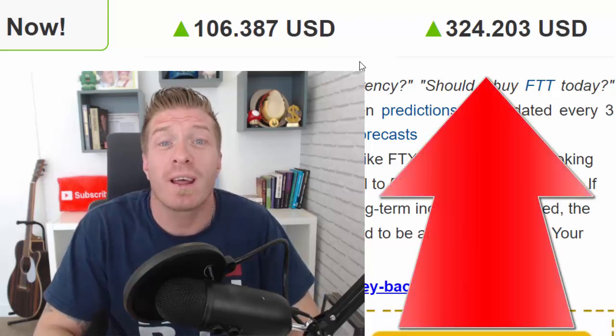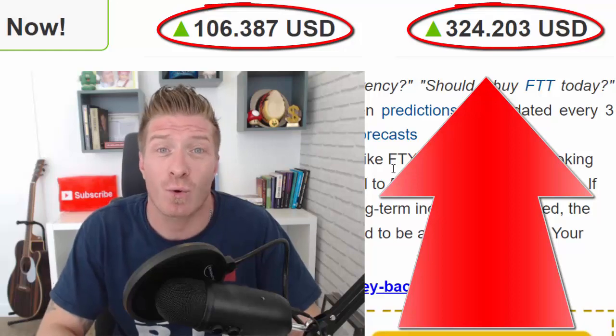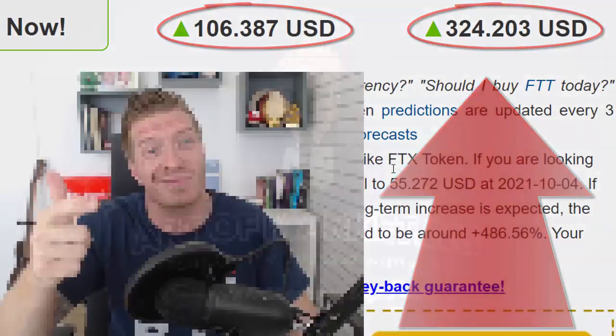FTT price prediction. Will the FTX token reach $106, maybe even $324 in 2021 or 2022? Let's go.